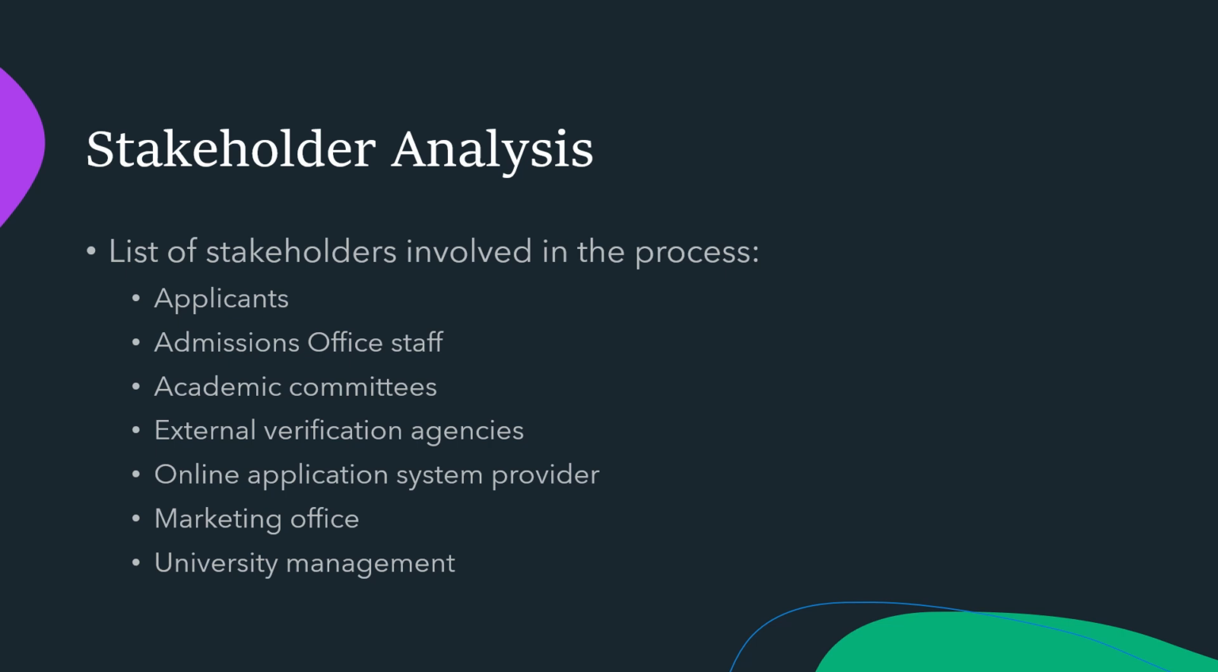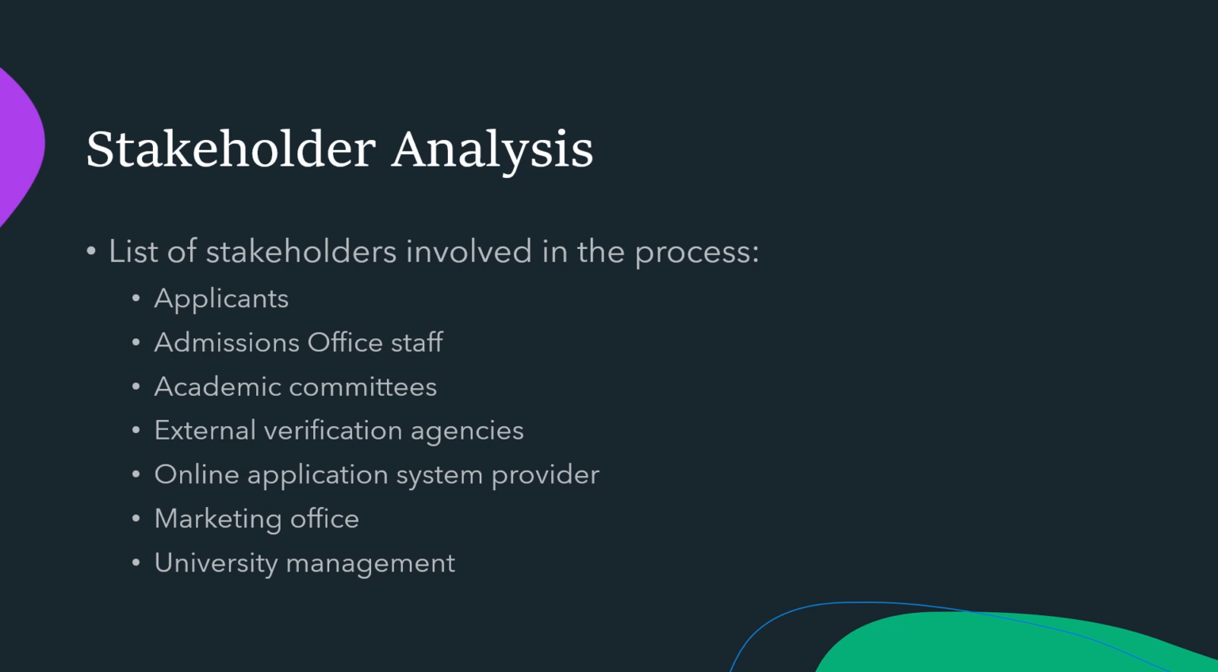Admission office staff handles the initial screening, document verification, and communication with applicants. Their workload and efficiency are vital to processing applications promptly. Admission committees review and assess applications for academic merit. Their evaluations are essential for selecting the right candidates but can be time consuming. The external verification agencies verify the authenticity and equivalence of diplomas and other documents. Delays here can slow down the entire admission process.